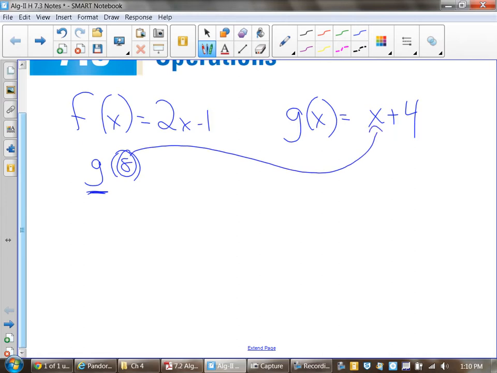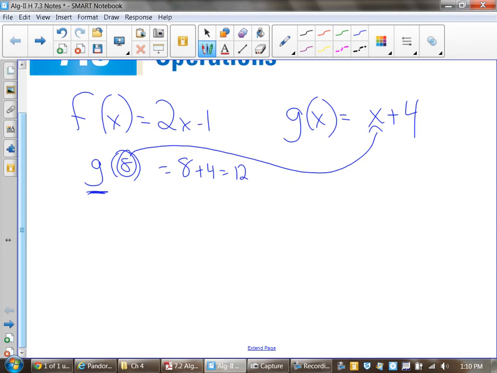Wait, so f and g are the same thing? They're both just functions. They're two different equations just called different names. Remember, f of x and g of x are synonymous with y equals. Instead of saying y sub 1 equals 2x minus 1, y sub 2 equals x plus 4, that means the same thing. So from here, I would just substitute in, and I would get 8 plus 4, otherwise known as 12.